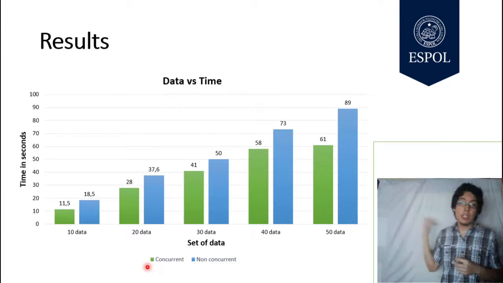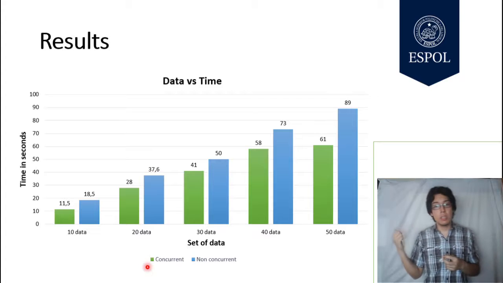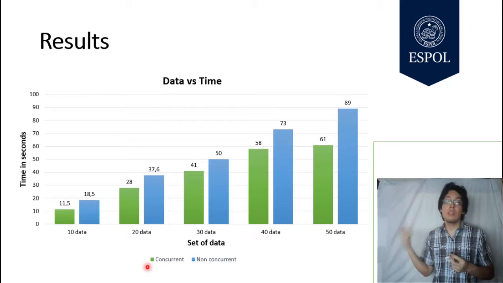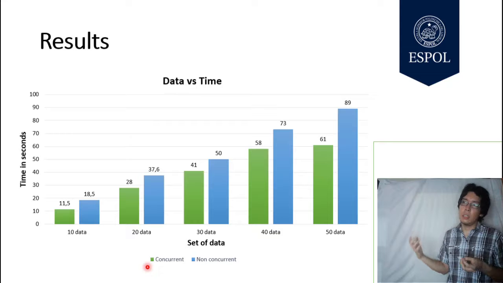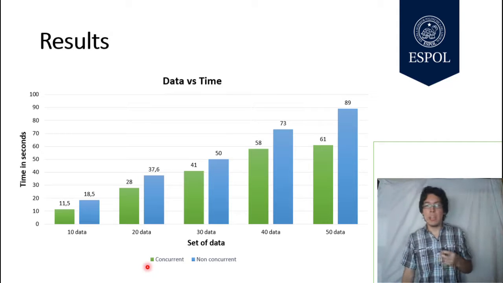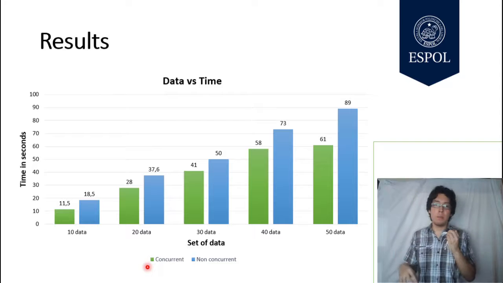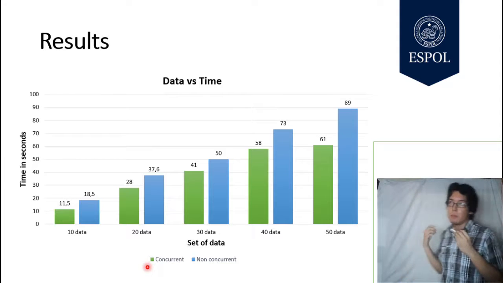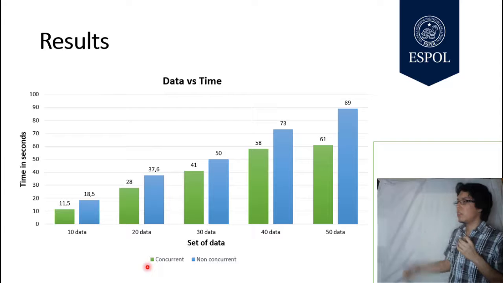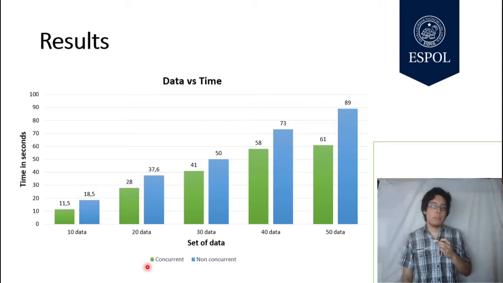And as you can see, the time it takes using concurrency is less than the time not using it, as it was expected. It can be said that on average the concurrent version is 1.34 times faster than the non-concurrent version.